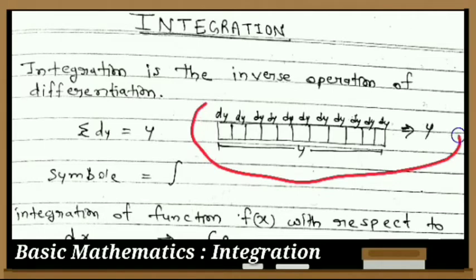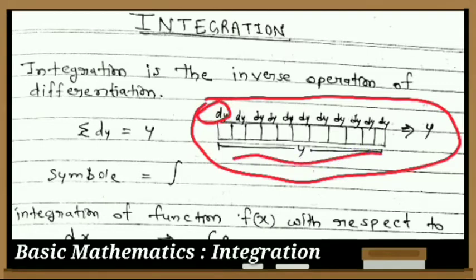As you can see here, multiple boxes are present and each box has the same dimension. When we add them, a long rod of length y is made. It means we did the summation of them, so we can write here summation of dy is equal to y. As you can see here, the symbol of integration can be written like this. This is the symbol of integration.